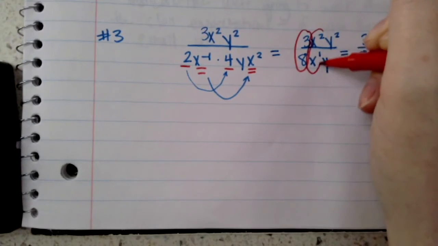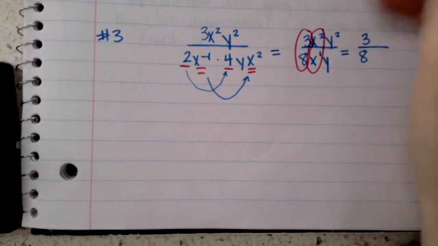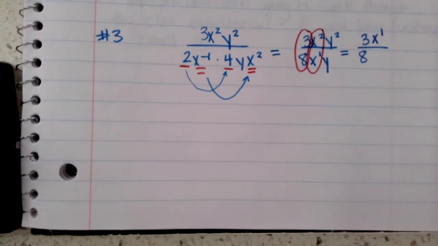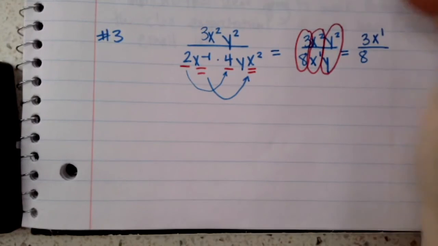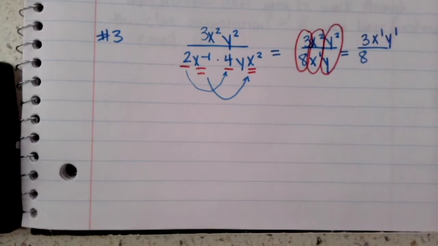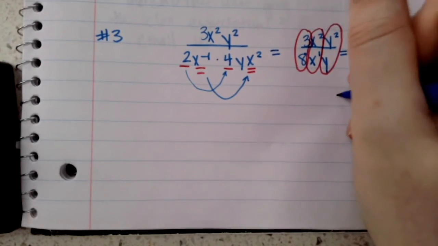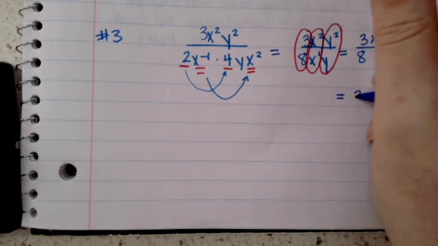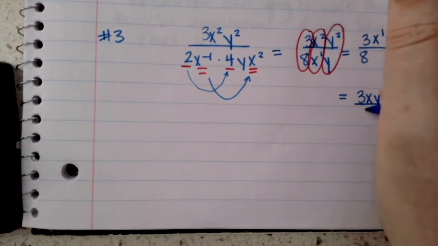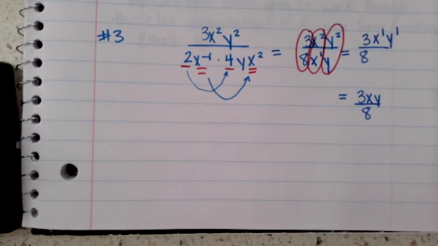So now our x's, 2 minus 1 is just 1, so x to the first. And our y's, 2 minus 1 is just 1, so y to the first. And looking at this just to see if I can simplify it any more, I notice I don't even need those 1s. We don't usually write an exponent of 1, so I can just write 3xy over 8. And that is my simplified expression.